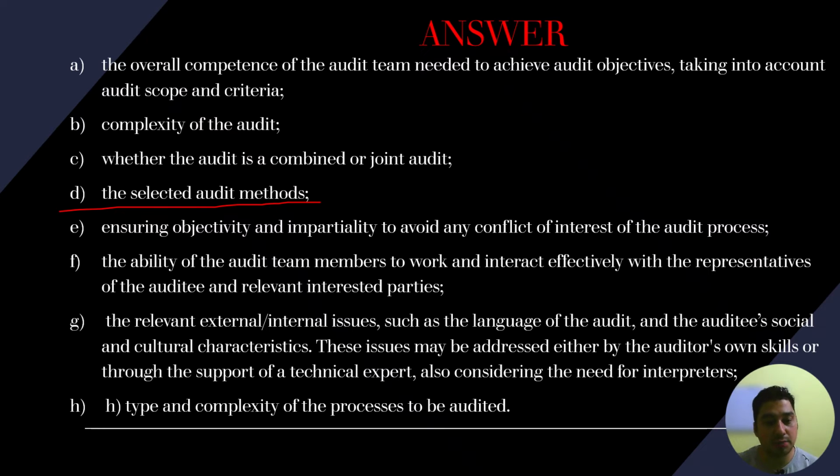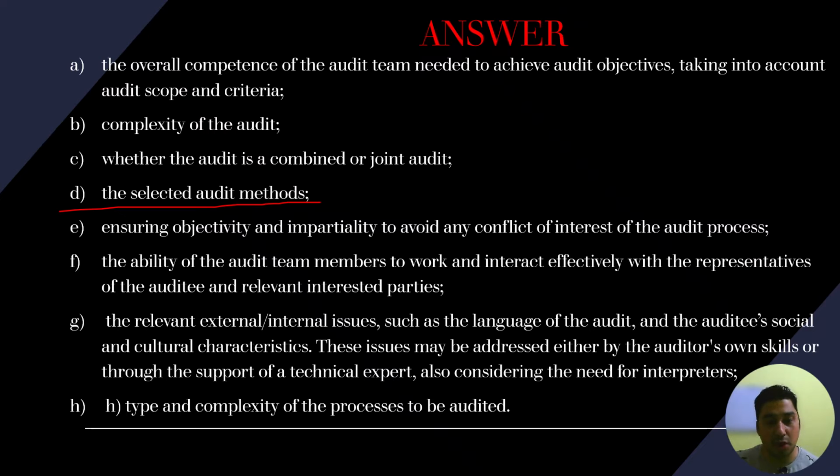Then ensuring objectivity and impartiality to avoid any conflict of interest in the audit process. Now you have the audit team members, and there is a company. In that company, you have seen that one of your audit team members was already working there previously. In that scenario, you should avoid that team member on that audit team. Otherwise, there will be a negative impact. So in that way you have to avoid that team member.